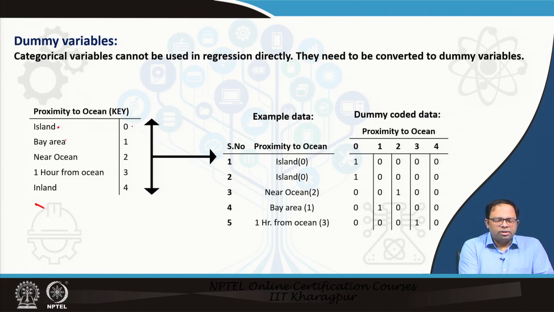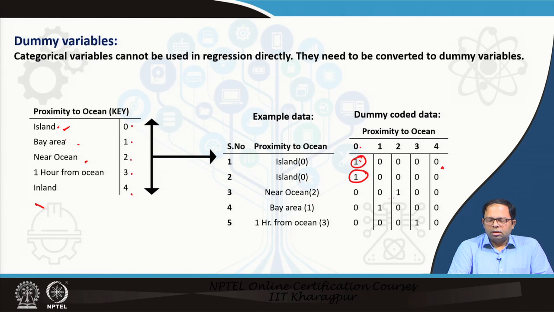So we could have 0, 1, 2, 3, 4. These are the different values. So it could be an island, it could be in a bay area, it could be near ocean, or it could be 1 hour from ocean, or it could be inland. So this is how we can dummy code the data. This is the example data. The first one is island. So it shows 1, and for everything else it is 0. For the next one, it is again island. So it is 1 for the first category, and for everything else it is 0.